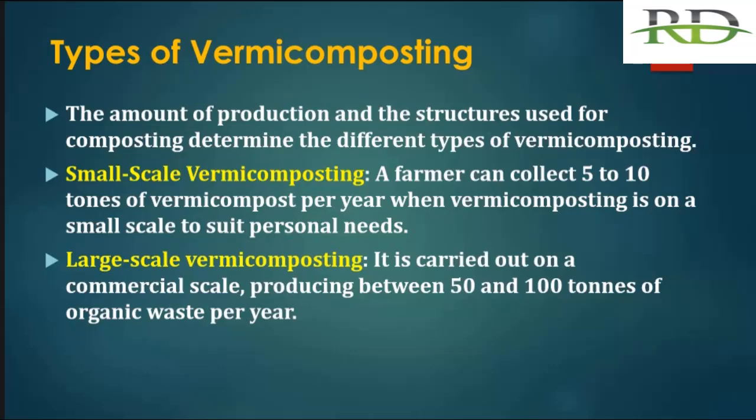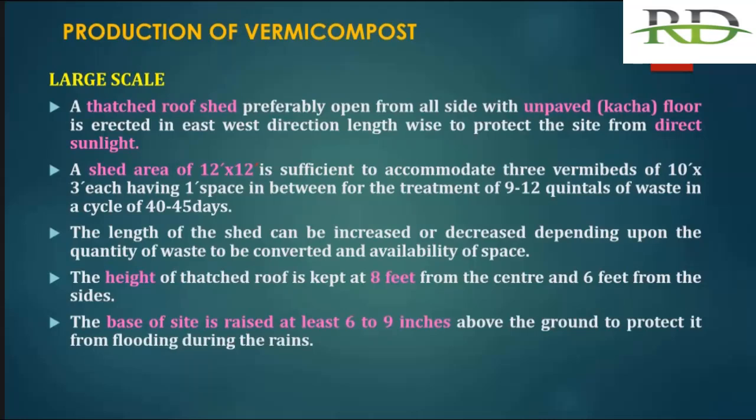If the persons who like to scale up on a large scale, they can go for commercial scale, that is large scale vermicomposting. They can make 50 to 100 tons of organic waste per year. For production of vermicompost at large scale, we always have to make a thatched roof shed, unpaved, erected in the east-west direction, because we have to avoid direct sunlight.